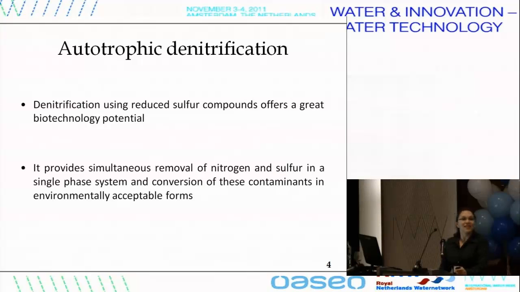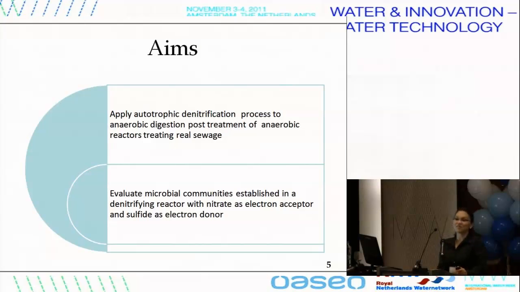And there's a great potential in this process by using reduced sulfur compounds, because it provides simultaneous removal of nitrogen and sulfur in a single phase system, and the conversion of these contaminants in environmentally acceptable forms. So the aim of this research was to apply the autotrophic denitrification process to anaerobic digestion post-treatment of anaerobic reactors treating sewage.